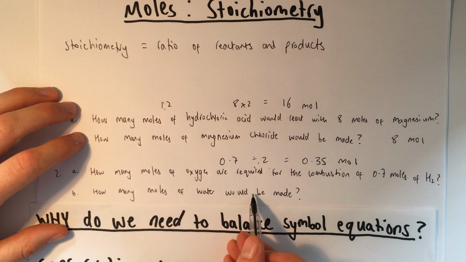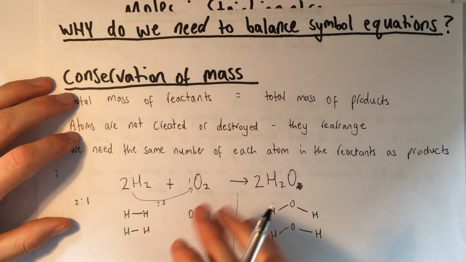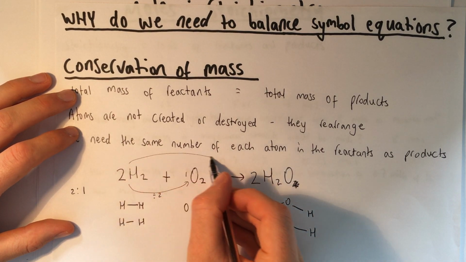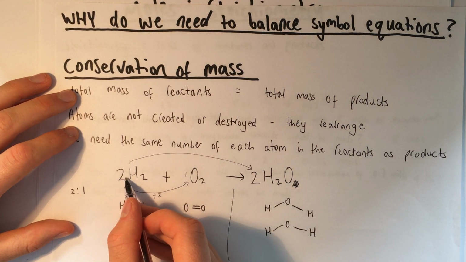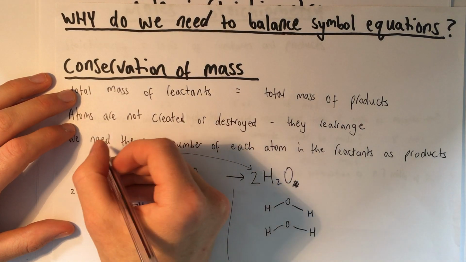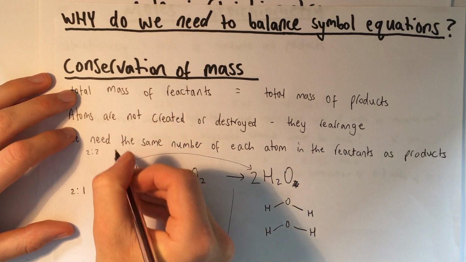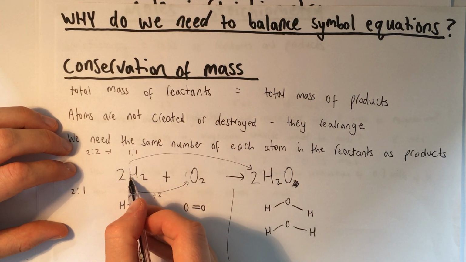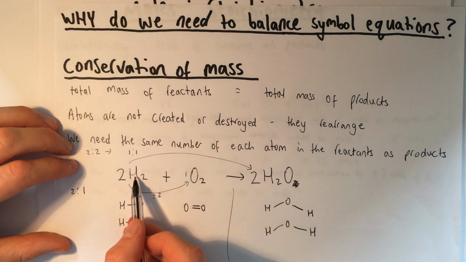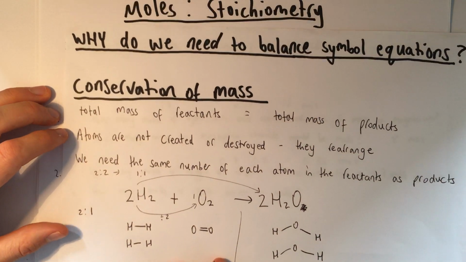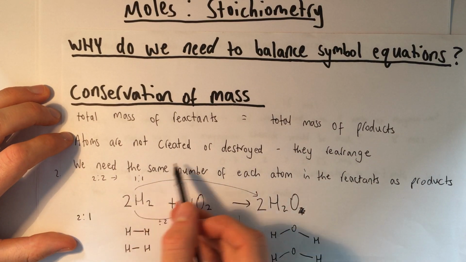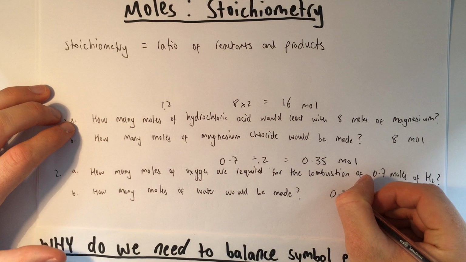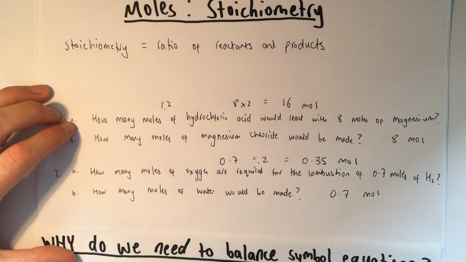Last bit, how many moles of water would be made by 0.7 moles of hydrogen? So now we're looking at the relationship between hydrogen and water. And 2 moles of hydrogen makes 2 moles of water. So this is a 2 to 2 relationship, or to make that simpler, because it's a ratio, it's just the same as a 1 to 1. 2 moles of hydrogen makes 2 moles of water. That means 1 mole of hydrogen makes 1 mole of water. And 0.7 moles of hydrogen would make 0.7 moles of water. So I'm going to write the answer very simply. It's just 0.7 moles of water.